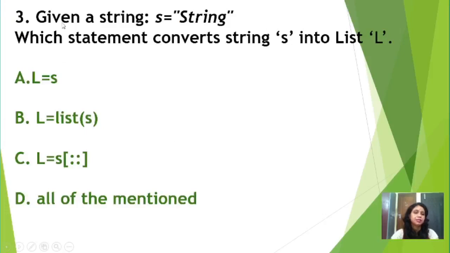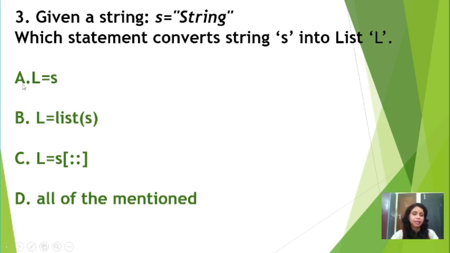Question number 3 says, given a string s equal to string. So s is one string variable, and that s variable contains a string, that name is also string. So string is one constant, one string literal. Then which statement converts string s to a list L, right students? So here you need to identify which method or which statement is used to convert a string into a list type, right students?